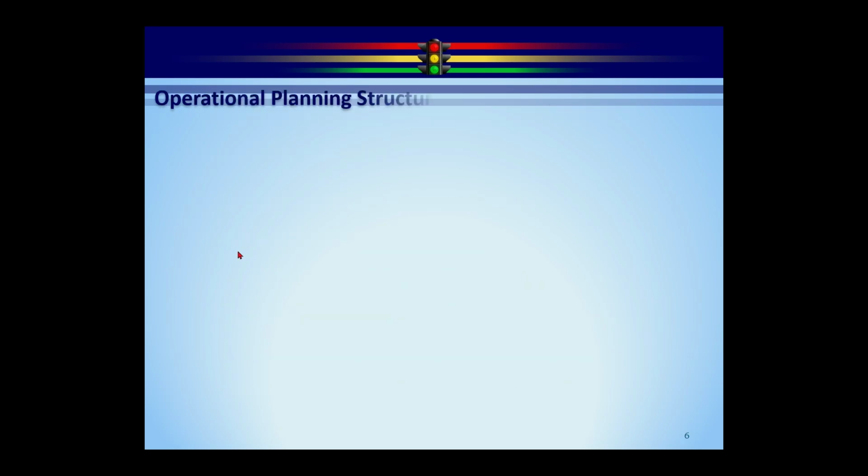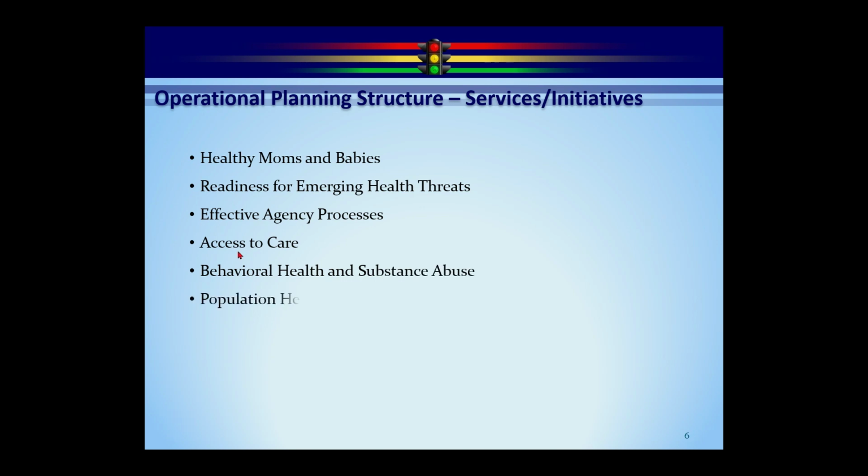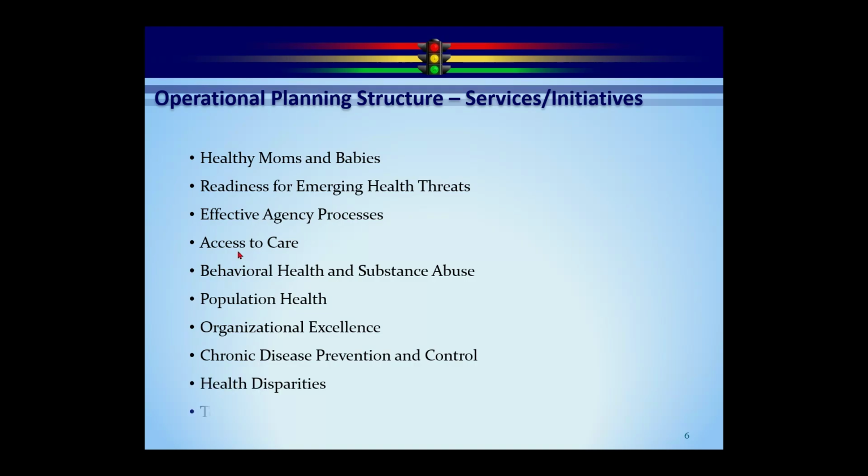Now, under the groups, we have services or initiatives. Again, services are ongoing, initiatives are future, and that's really the only difference. Here's some real examples. Healthy moms and babies as a service or initiative. Readiness for emerging health threats. Effective agency processes. Access to care. Behavioral health and substance abuse. Population health. Organizational excellence. Chronic disease prevention and control. Health disparities. And then again, we're going to use the example of tobacco cessation.